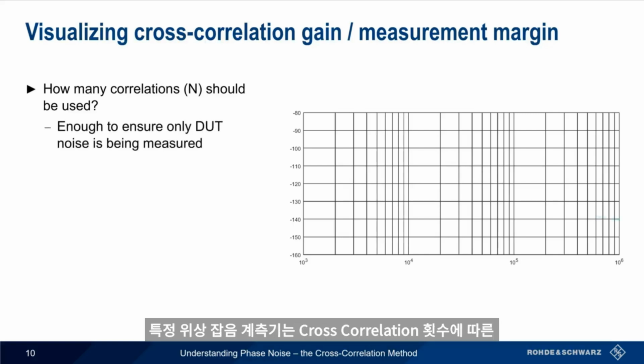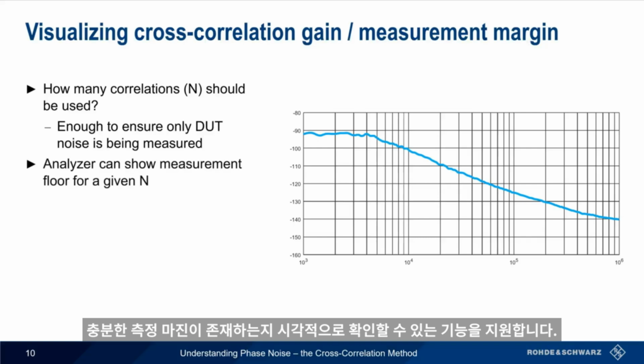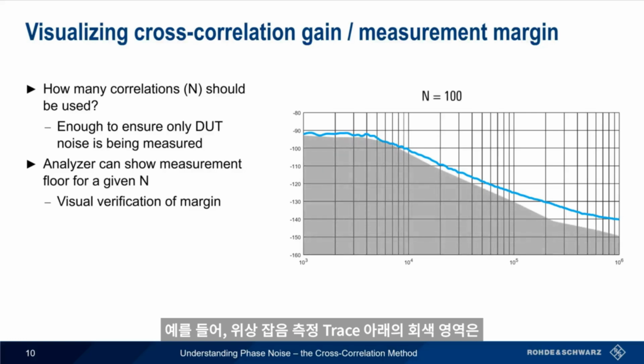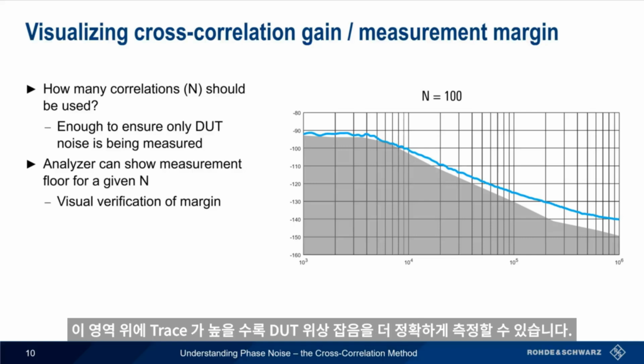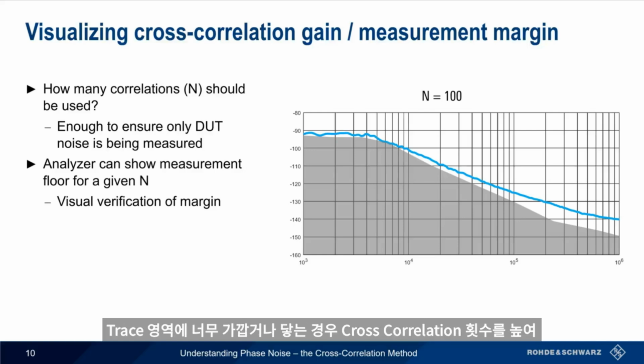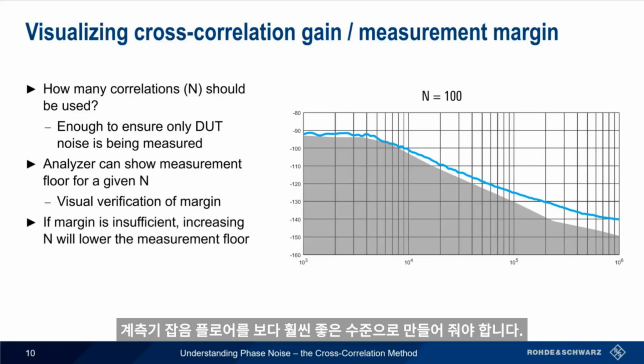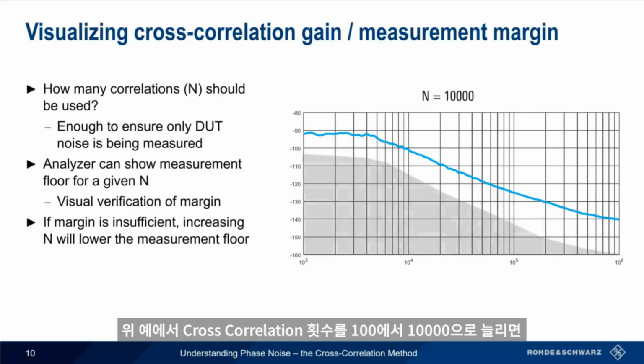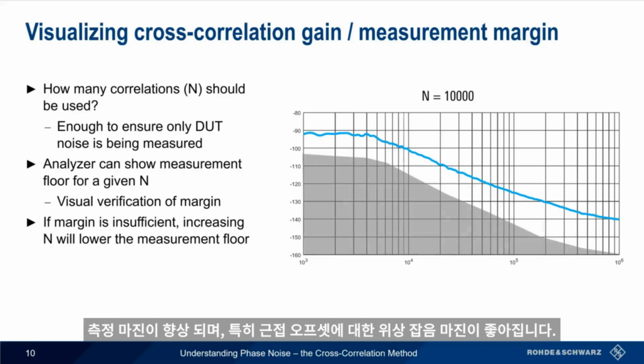In addition to the measured phase noise, some phase noise analyzers can also display the so-called cross-correlation gain, which can be used to visually verify that sufficient measurement margin exists. For example, here the gray area beneath the phase noise trace shows the cross-correlation gain. The higher the trace lies above this region, the more accurately we can measure the DUT phase noise. If the trace is too close to or touches this region, we could configure the instrument to perform a higher number of cross-correlations to further lower the measurement floor. In this example, increasing the number of correlations from 100 to 10,000 improves our measurement margin, particularly for phase noise at close-in offsets.